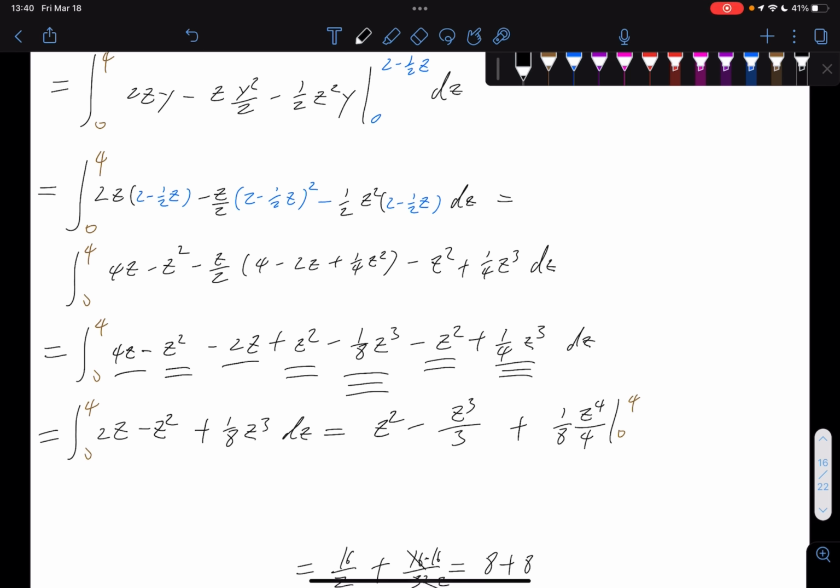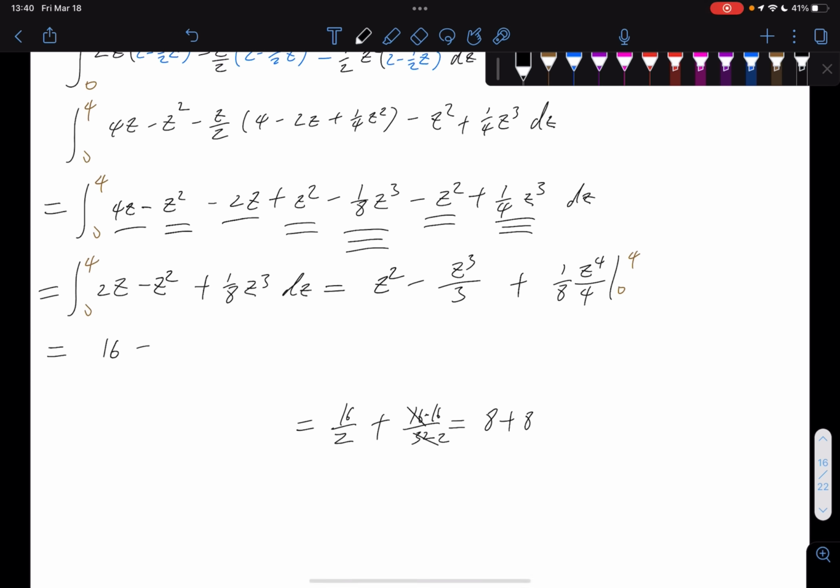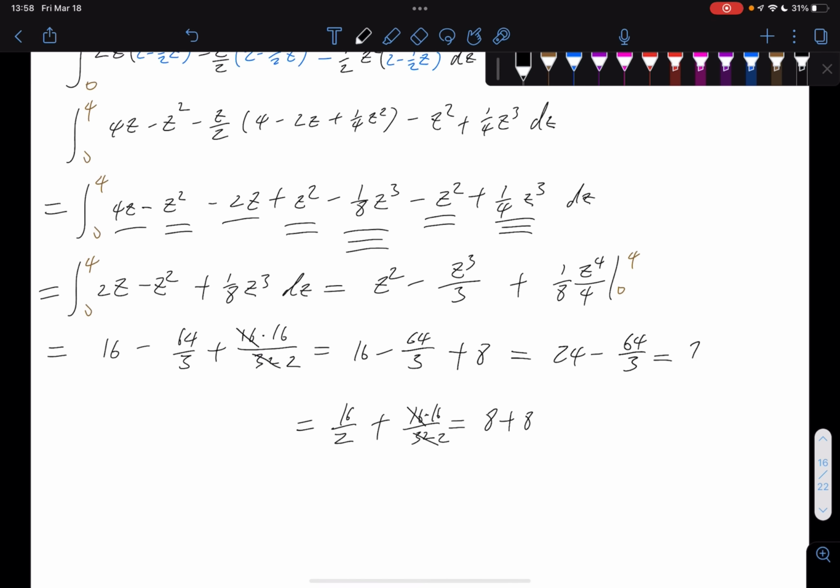So that's 16 minus 64 over 3 plus 16 times 16 over 32, which equals 16 minus 64 over 3 plus, cancel, this will leave us a 2 plus 8, equals 24 minus 64 over 3, equals 72 minus 64 over 3, equals 8 over 3, which is the correct answer for question number 8.